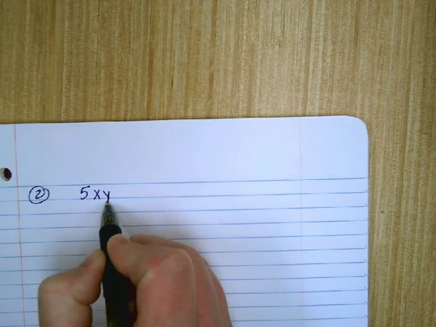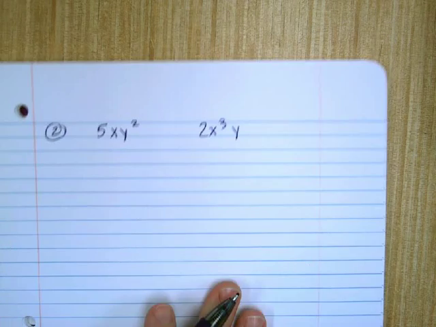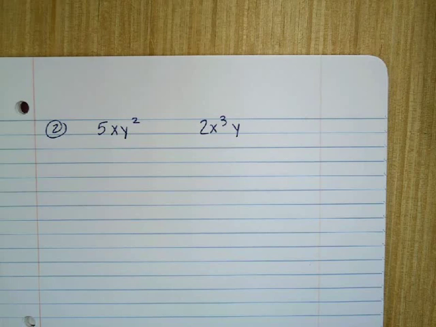Example 2 says, assume the given expressions are denominators. Find the least common denominator. 5x y squared and 2x cubed y. What would you use as a denominator? Pay attention. Look at the 5 and the 2. If you got 5 and the 2 as a denominator, what are you going to have to use for a common denominator? What number?